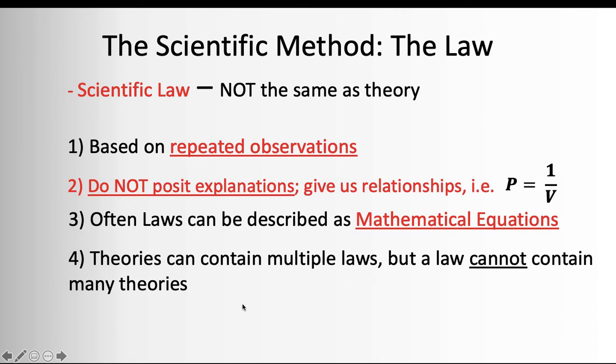Theories may contain multiple laws, but the law cannot contain many theories. So a theory can contain several mathematical equations, but if I'm talking about one specific law, that doesn't contain many theories. It's included in a theory, but it doesn't contain any theories. It's just a mathematical law, a mathematical equation that has been observed repeatedly from many, many different experiments. But once again, the law doesn't give us an explanation. That is for the theory to try to do. The law just gives us a mathematical equation.